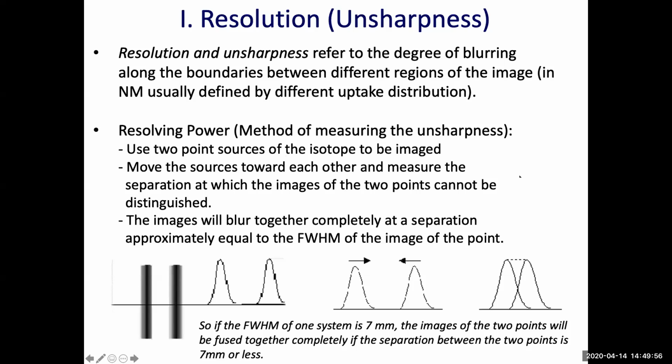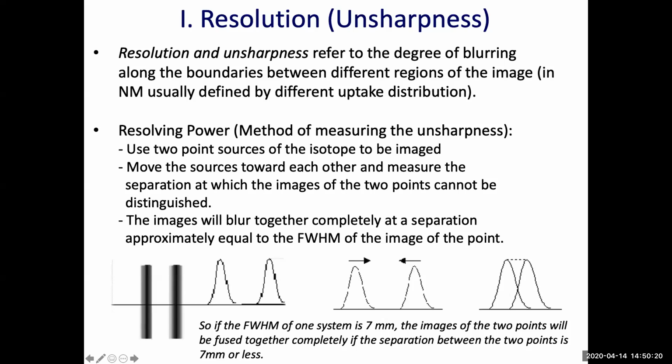It's a method to measure the unsharpness here. So we use 2 point sources of the isotope to be imaged. We move the two sources toward each other, okay? This is the profile for two sources. We move the two sources toward each other and measure the separation at which the images of the 2 points cannot be distinguished. We see them as one lesion, for example.